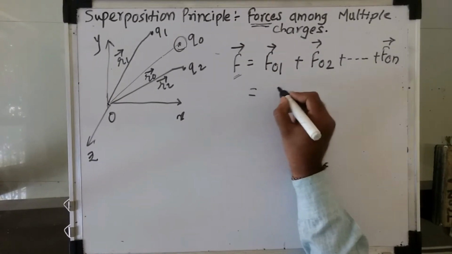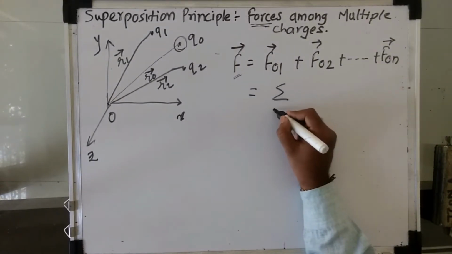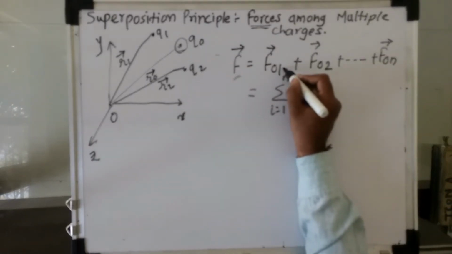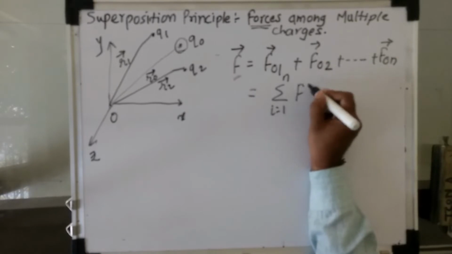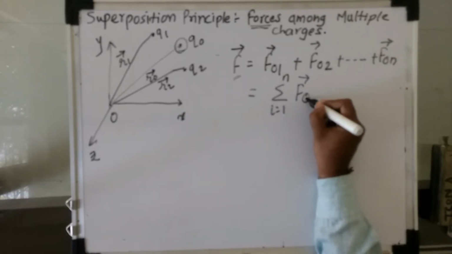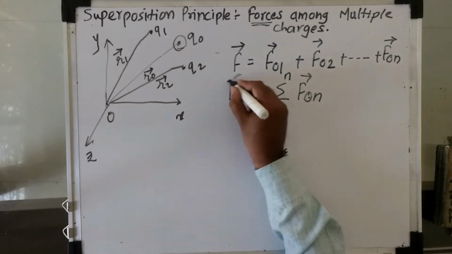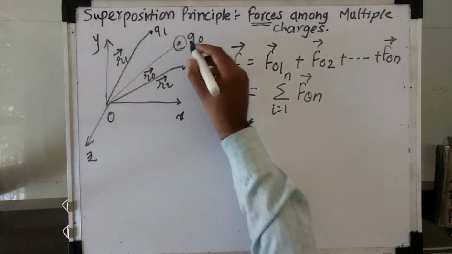So here I can simply write it like this. This is the sum of the forces acting, with i from 1 to n, because it's going to vary here. Just F bar is equal to the sum of F0i, the force acting on 0 due to n number of charges. So that will be the total force acting on the charge q0.